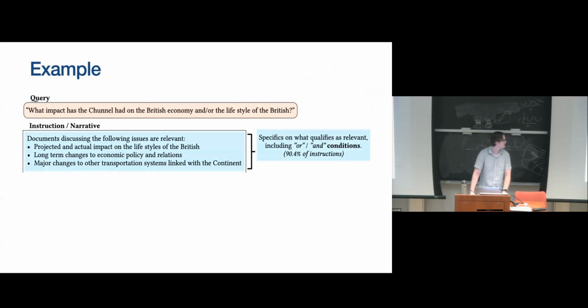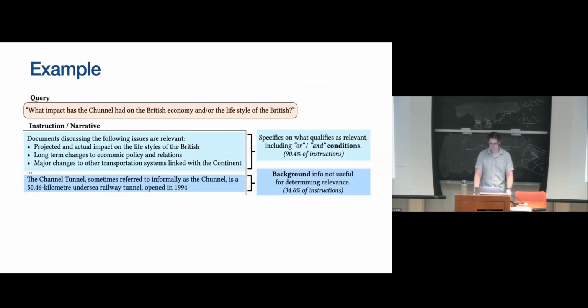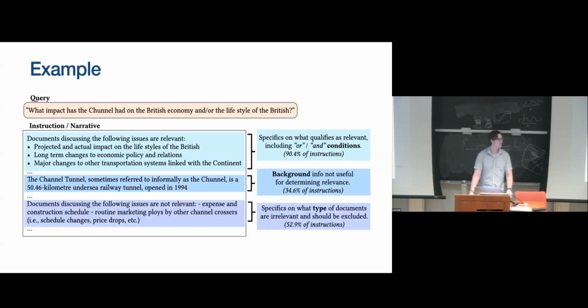As an example, here's one about the British Channel. And 90% of the instructions have these complex and/or conditions. They want things about the projected impact on lifestyle or major changes to transportation systems. It also includes elements like background info. Maybe the human annotators have never heard of the British Channel, so it gives a background, but you don't really need this to answer the question if you're familiar. And finally, they list documents you don't want to include, like expense reports or schedule changes, etc. TREC gives this to the humans to annotate, but they never give it to the models. The models only ever see the query.